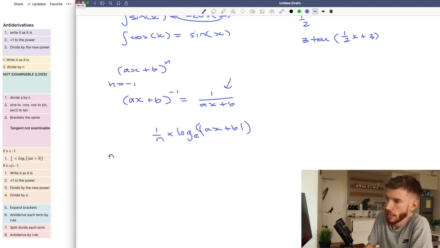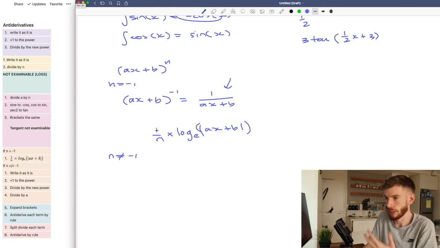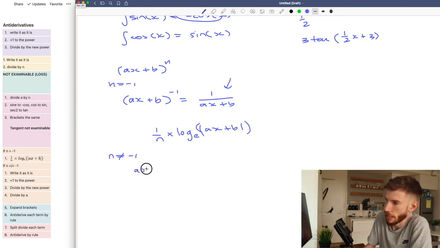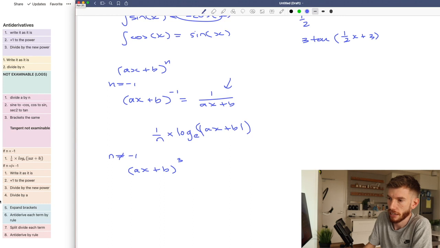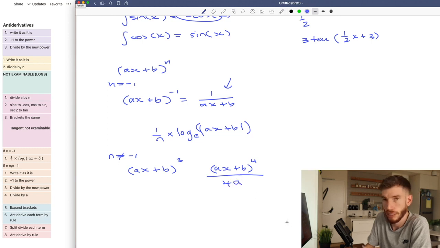The second case is when n does not equal negative 1. So it can be positive, it can be negative, as long as it's not negative 1. So let's say, for example, we have ax plus b to the power of 3. This one is kind of like the polynomial form. You just add a fourth step of divide by the a value. So you write it as it is, you add 1 to the power, you divide by the new power, and you also divide the a down as well. And then it's good to go.